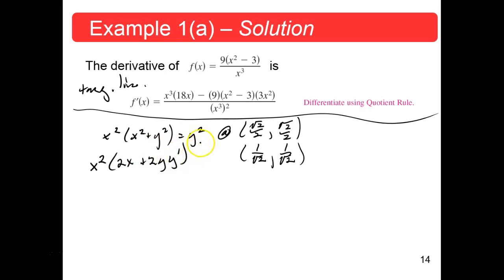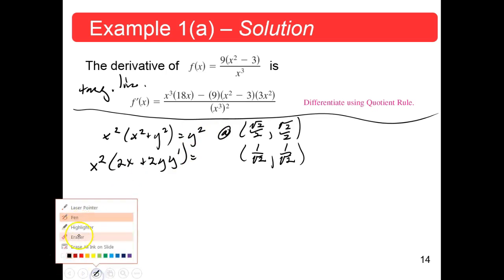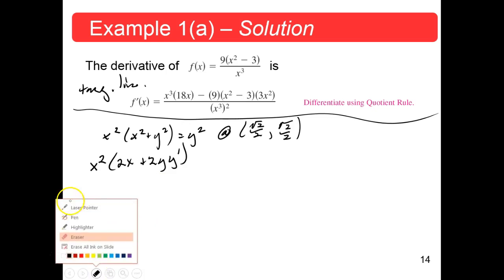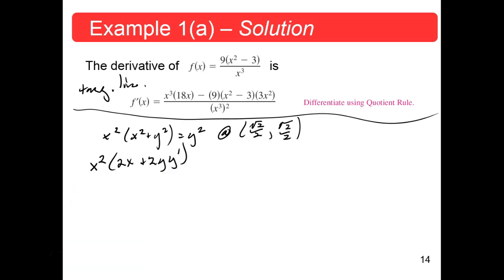Right. All right, that's just the first part of the product rule. The first times derivative of the second. What's the second part of the product rule? Plus 2x times x squared plus y squared. Now, you've taken derivative of the left-hand side using the product rule. How about the right-hand side?